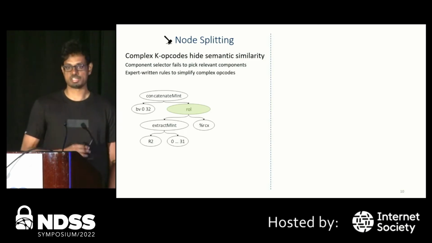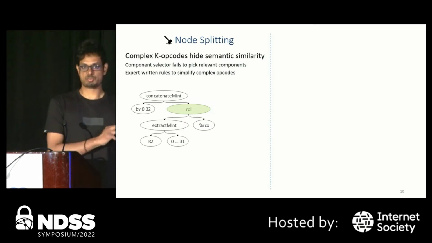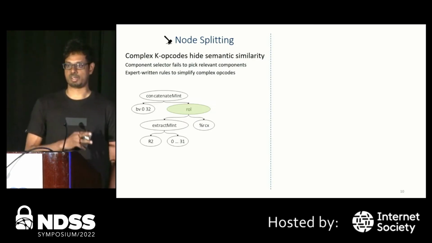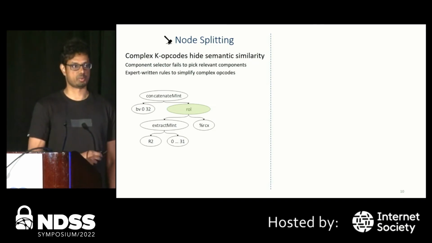For example, take the AST for the rotate left instruction here that uses the ROL opcode. Just by looking at this AST, it's hard to find out that this instruction is actually similar to a shift left instruction. If you think about it, a rotate is a shift plus a bunch of bitwise operations. But looking at this AST, it doesn't tell us that.